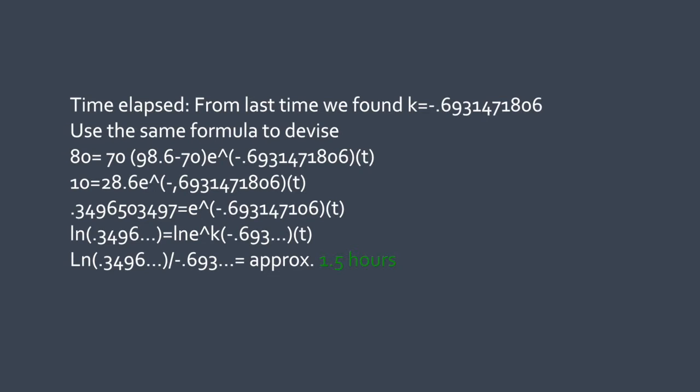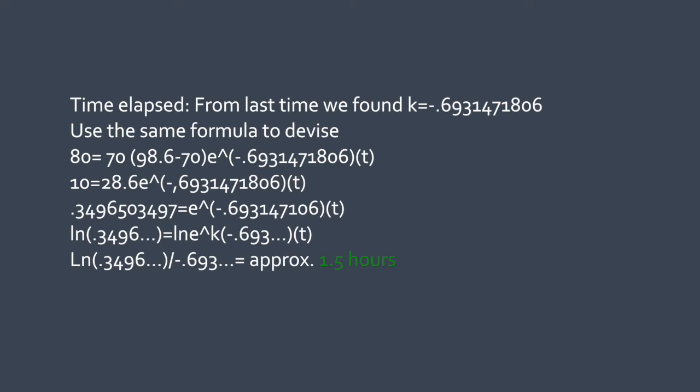You subtract 80 minus 70, which would give you 10 equals 28.6, and we got that from subtracting 70 from 98.6, times E raised to the negative 0.693 times T. And then you divide 10 by 28.6, which would give you 0.3496 equals E raised to the negative 0.693 times T.